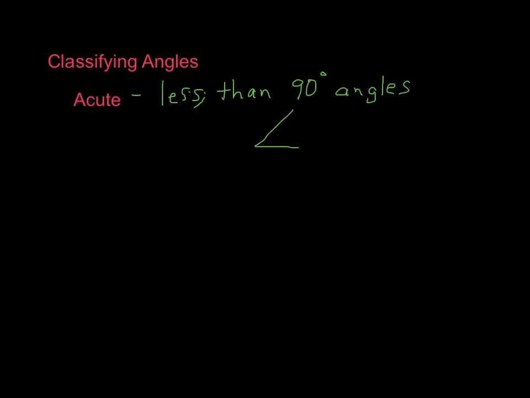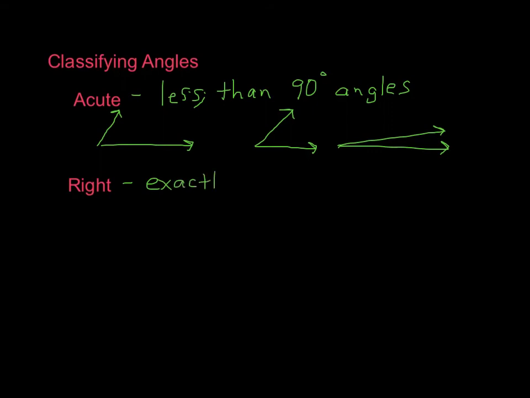So an acute angle might look like this, or this, or even that. But they're all less than 90 degrees. The next kind of angle would be a right angle. And a right angle, we've all heard of this before. It is exactly 90 degrees. Not 89, not 91, but exactly 90 degrees.